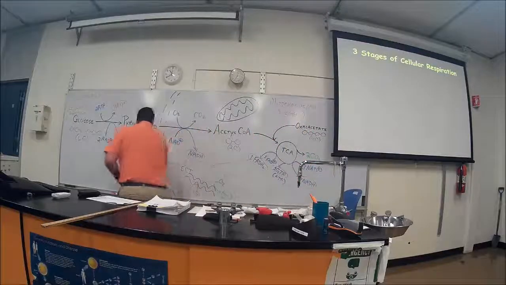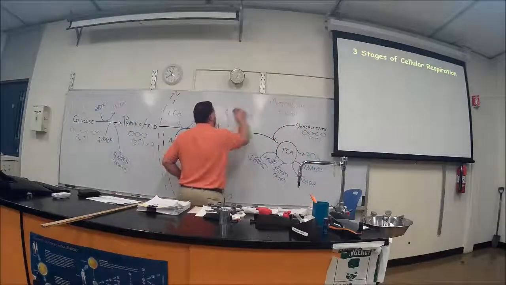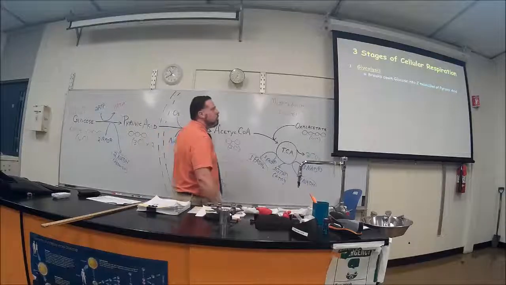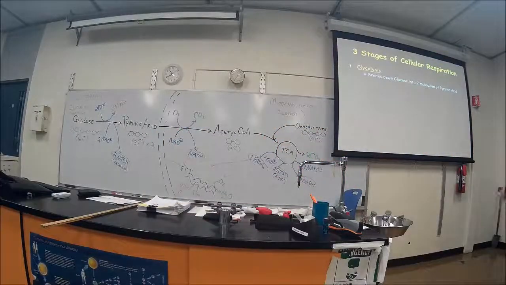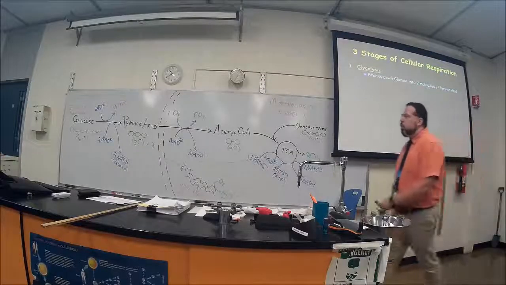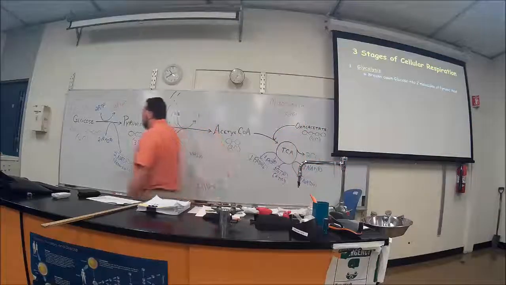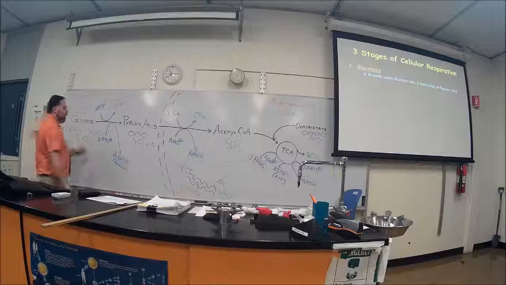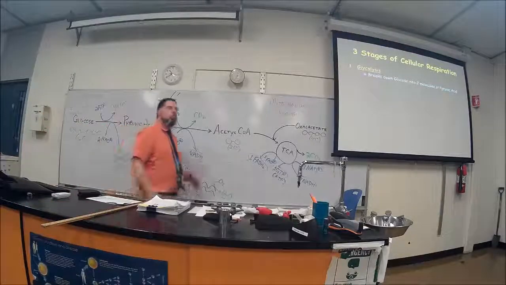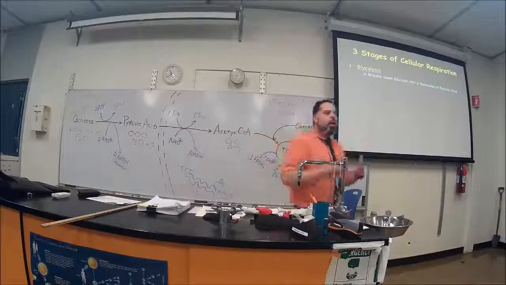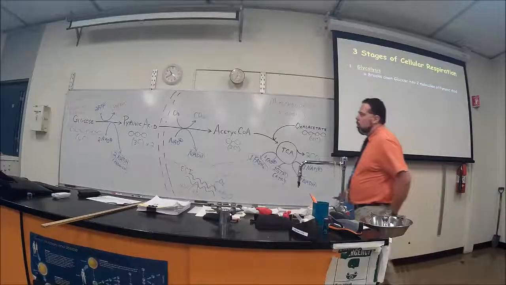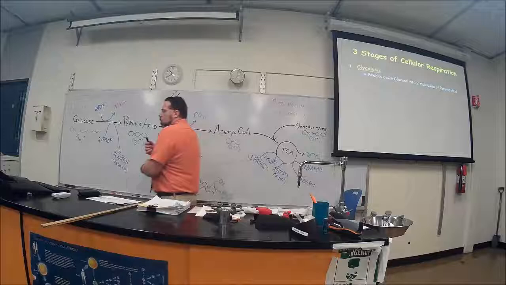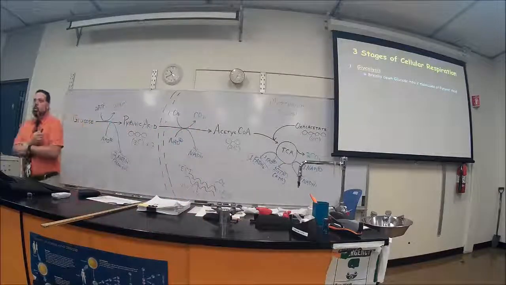So the three stages, just to reiterate, of cellular respiration: glycolysis, which happens in the cytoplasm, is going to break this 6-carbon structure into two molecules of 3 carbons. And they're called pyruvic acid or pyruvate.